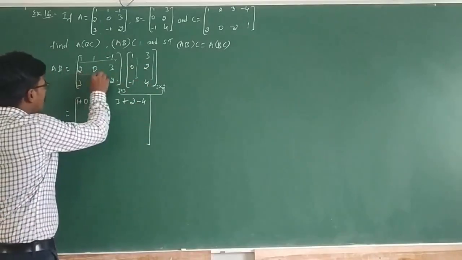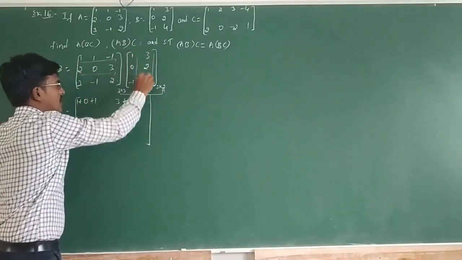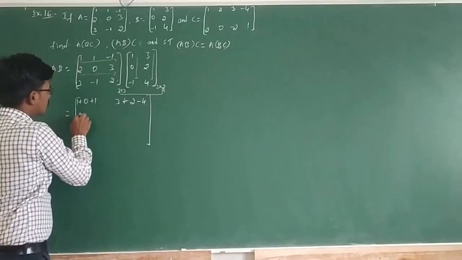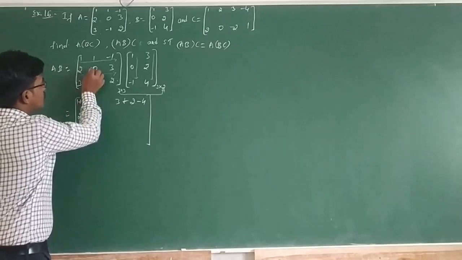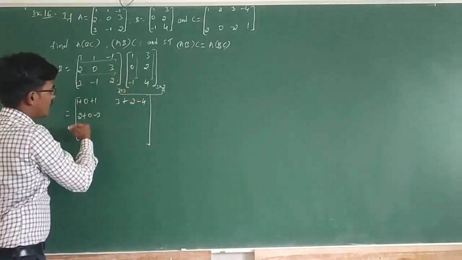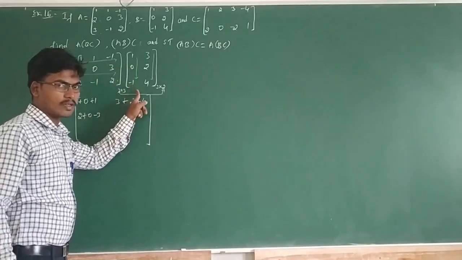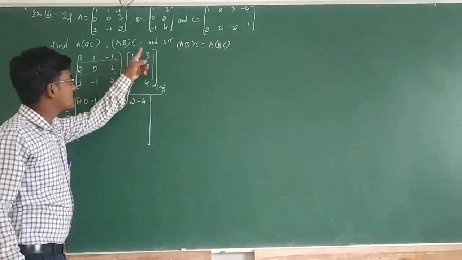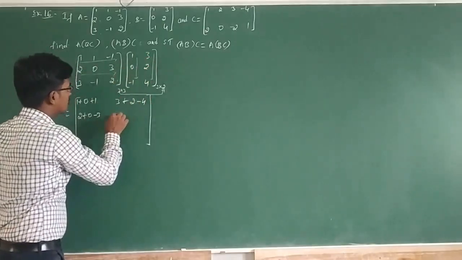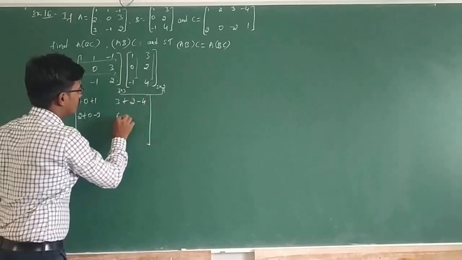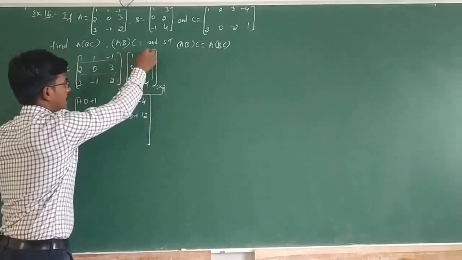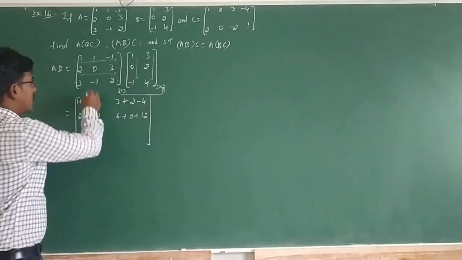Next, take the second row, and again multiply with each column of the next matrix. 2 into 1 is 2, plus 0 into 0 is 0, plus 3 into minus 1 is minus 3. First column completed. Next, the same row with the second column: 2 into 3 is 6, plus 0 into 2 is 0, plus 3 into 4 is 12. Second column completed. So the second row is also completed.